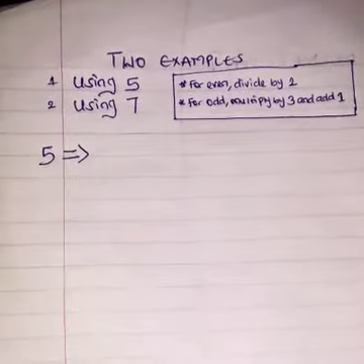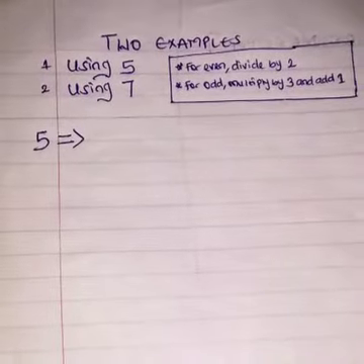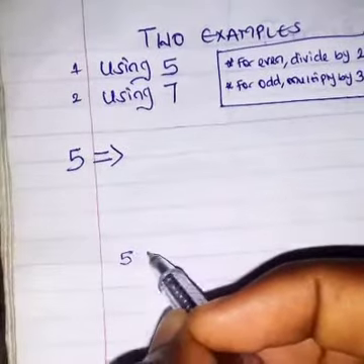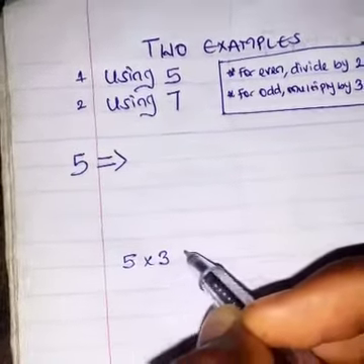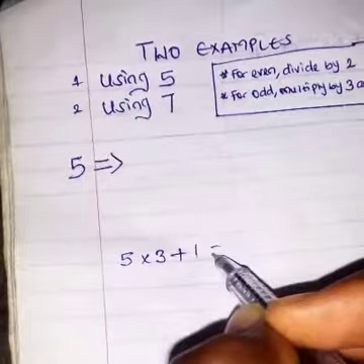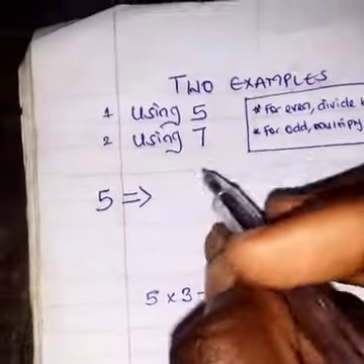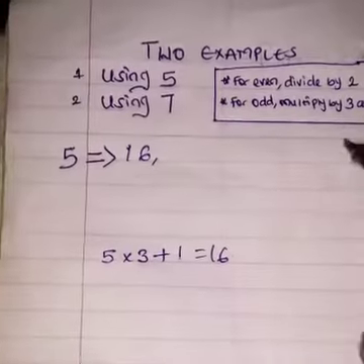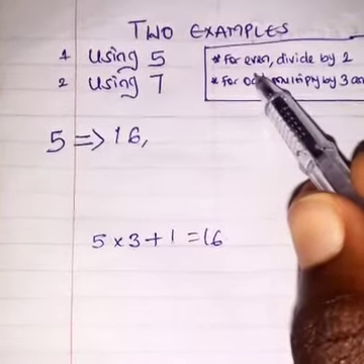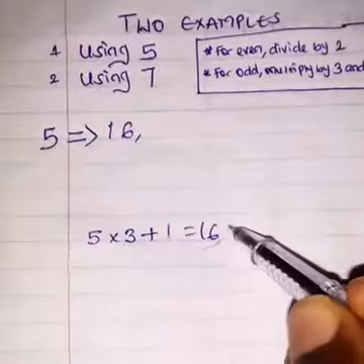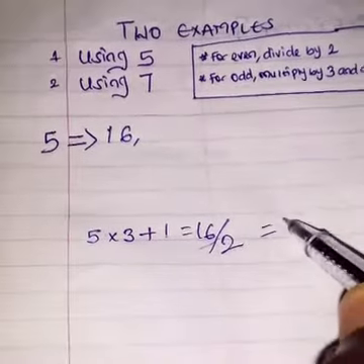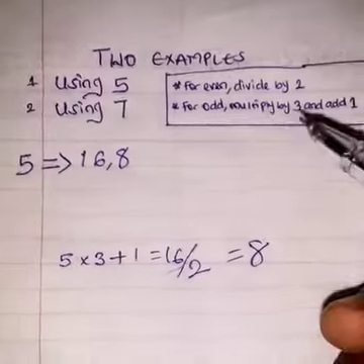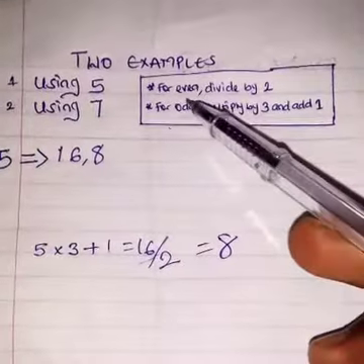Since 5 is an odd number, what we have to do is to multiply it by 3. So we say 5 multiplied by 3 is 15, and when you add 1, you have 16. Now our next term here is 16. Since 16 is even, what we will do is to divide it by 2. So 16 divided by 2 is equal to 8. So our next term here is 8. Just ensure that you follow these two strictly.